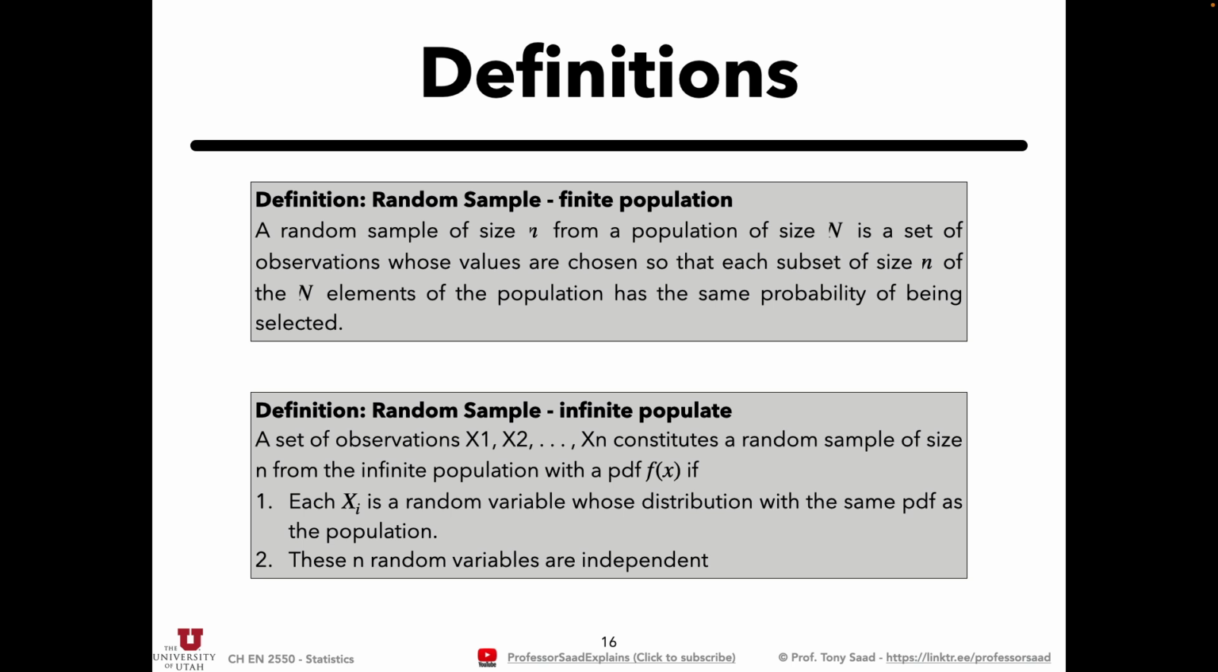Something a little more intense occurs with an infinite population, which we will rarely deal with except under certain assumptions. In the case of an infinite population, any set of observations constitutes a random sample if each one of those random variables you've chosen has the same distribution as the population. Suppose you have an infinite population of stars in the universe. The likelihood of the luminosity of a certain star is given by the PDF, the probability density distribution. If you pick a random star from that population, that star is going to obey that same PDF. Also, these n random variables are independent of each other, so you're doing a replacement. We're not going to influence the next choice by the first or previous choice.